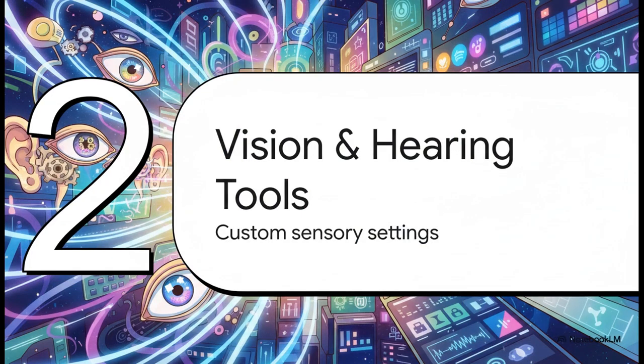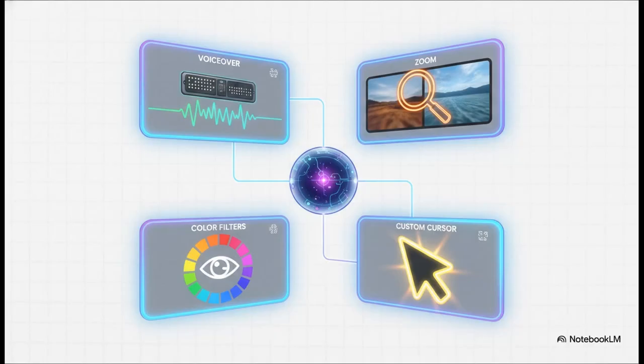Moving on to Section 2, Vision and Hearing Tools, Custom Sensory Settings. Now, what's really interesting about this is just how powerful the built-in vision tools actually are. VoiceOver acts as a full screen reader that reads aloud menus, web pages, and even supports native Braille displays. It allows completely blind users to operate a Mac seamlessly.